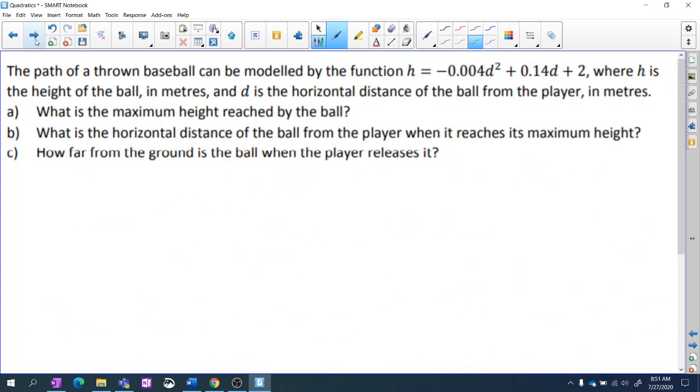Okay, so we've got one more. This one has the function provided again. So again, great time now, after having watched a couple of examples, to try this one on your own. And then I'll go through the solution here and you can have a look and see how you made out.